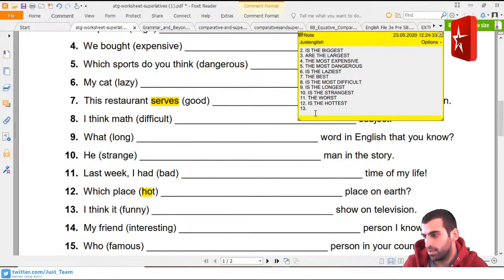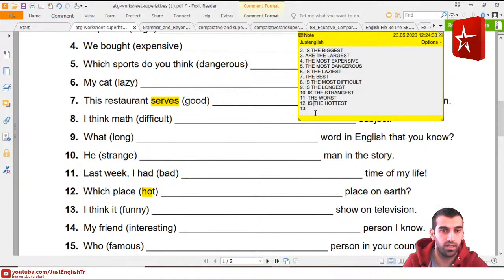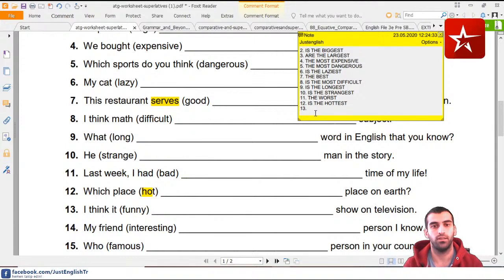The hottest is a correct answer. Leyla, Halil, Ali, and Muhammad, Minel, Minever, Salah, Azime. Yeah, your answers are correct. Okay, number 13. I think it blah blah blah show on television.